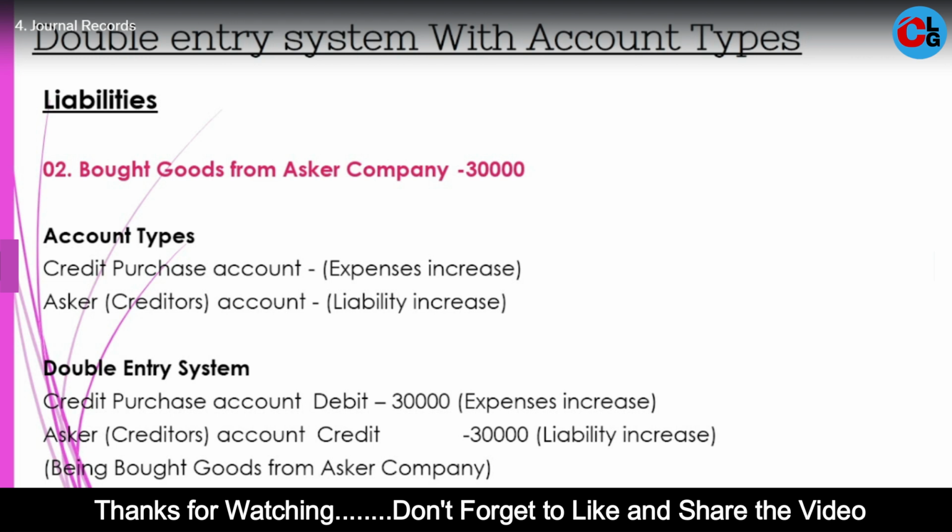The Asker account is a creditor because we say that we will pay in the future, right? So this is a current liability. So liability increases, expenses increase. If expenses increase, what will happen? If expenses increase, debit; if liability increases, credit. So the double entry is credit purchase account debit 30,000 because expenses increase, Asker account credit 30,000 because liability increases, being goods bought from Asker company, right?